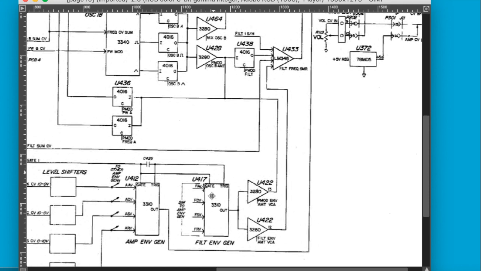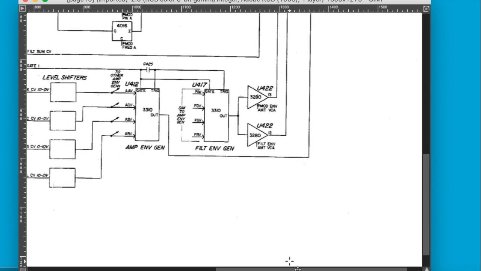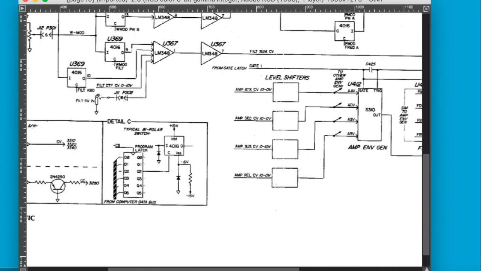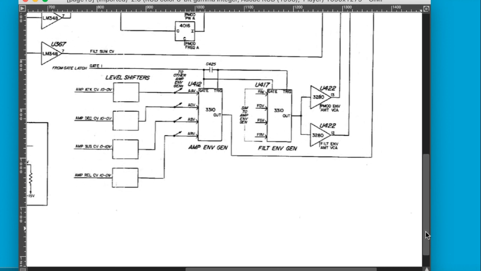So it made sense at the time to offload it to analog chips. The Memory Moog does the same thing. Okay, so we've got some envelope generators, amplitude, filter. I think there's a third one in here somewhere. I forget. We'll probably see that when we get the schematics.